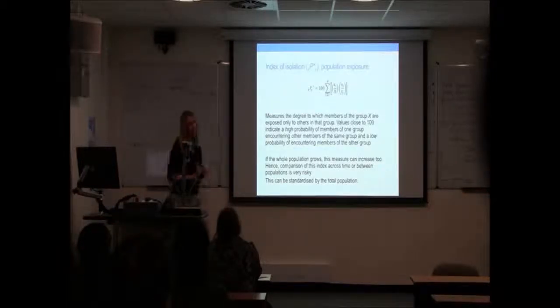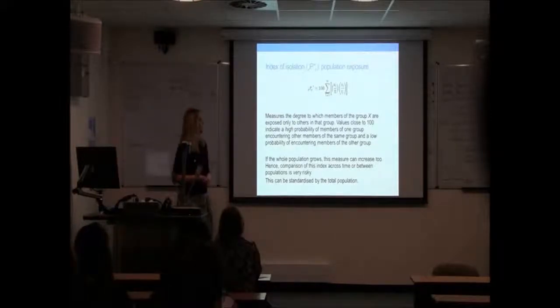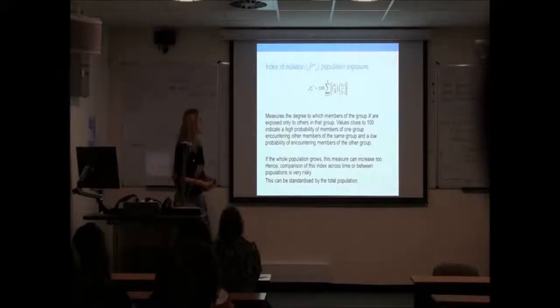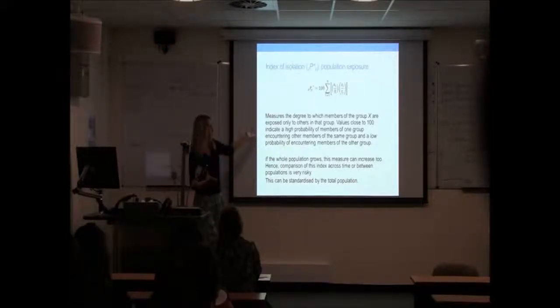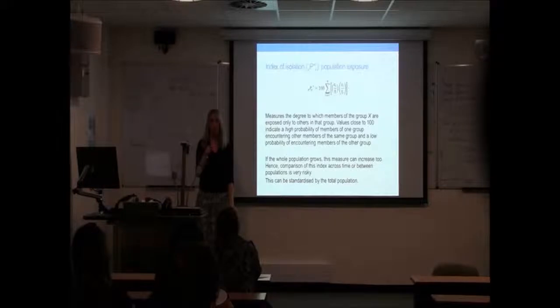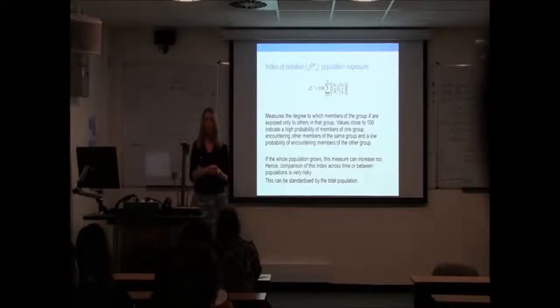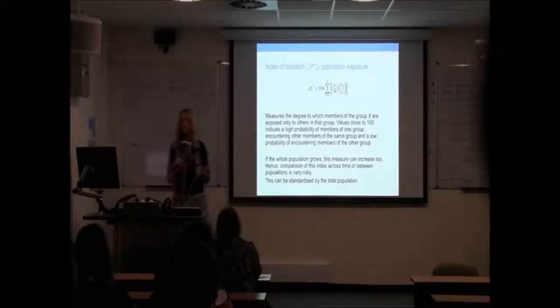If you want to rank them, the second most commonly used measure of segregation is the Index of Isolation. That measures the exposure of a population to other groups. Okay, so the degree to which a member of a group, like the white British, are exposed to only members of that ethnic group. So values close to 100 would indicate a high probability that members of that group encounter other members of the same group, and a low probability of encountering members of a different ethnic group. So it talks about your interaction and your exposure to other ethnic groups. It measures something quite different really, in a way, from population unevenness.